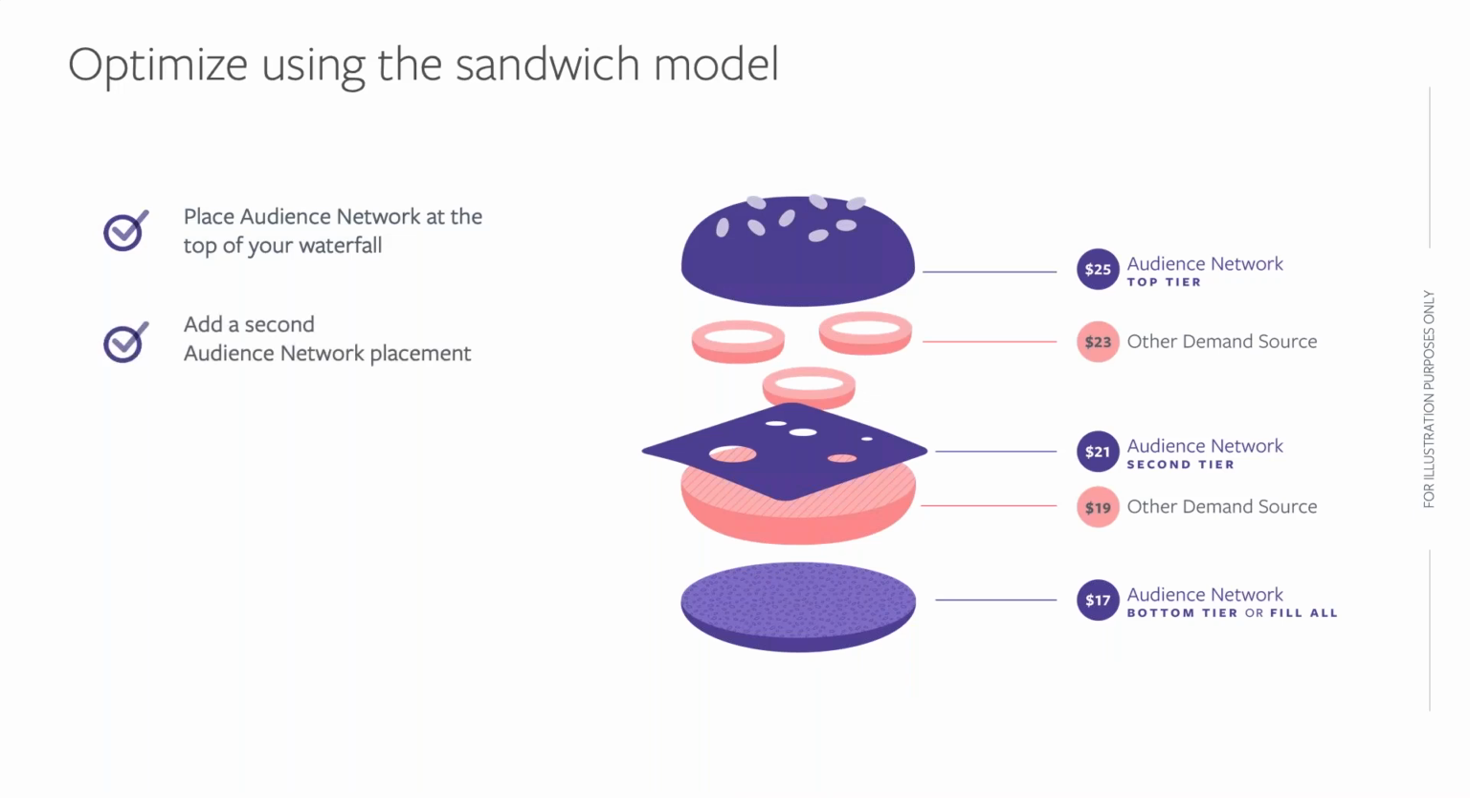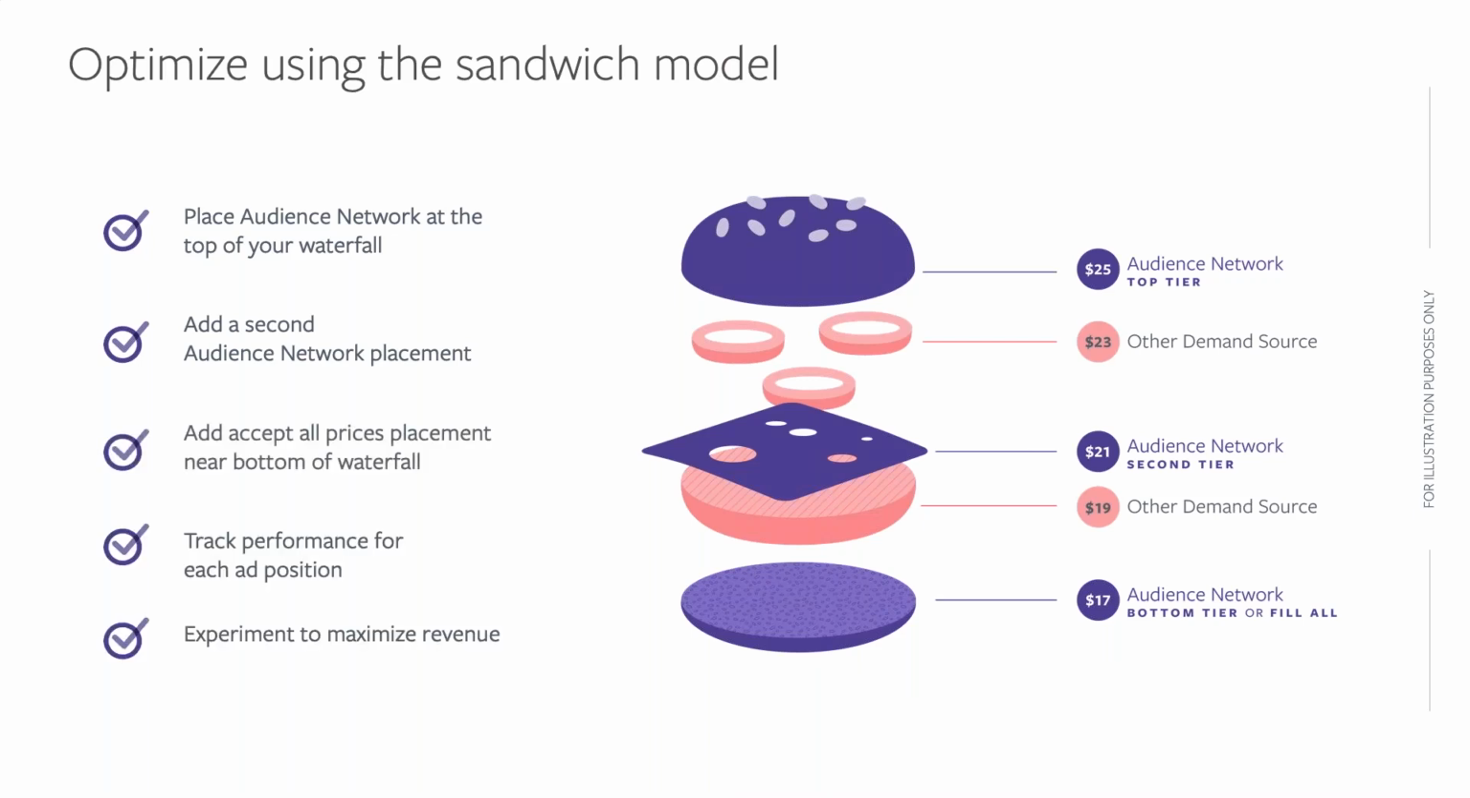Another method to add on to CPM targets is the sandwich model, or the lasagna model, or whatever food you choose with layers. It's basically calling Audience Network multiple times in the waterfall. So the way to set this up is to have Audience Network top of the waterfall. And as you can see in this example on the right, you have Audience Network at the top for $25. And then you have a second demand source at $23.